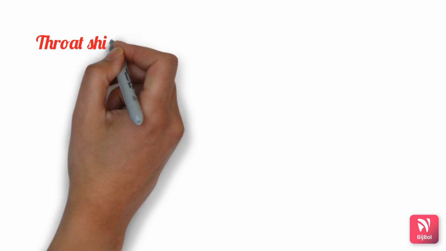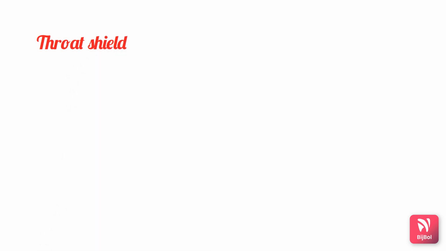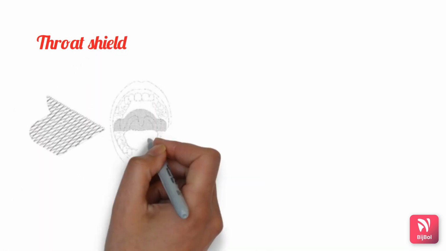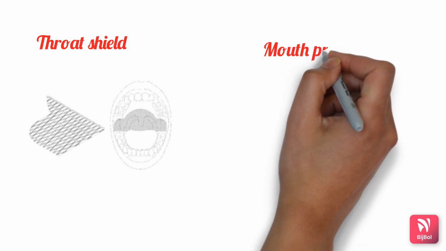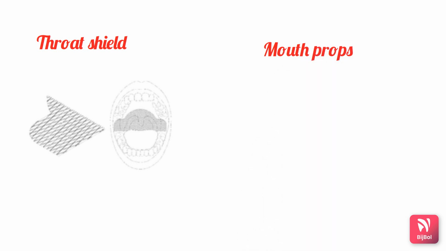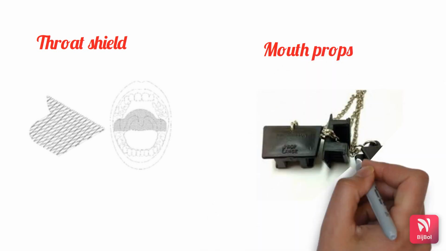Next, we'll see about the throat shields. These are the gauze, which consist of 2 into 2 inch, which is unfolded and spread over the tongue and the posterior part of the mouth.